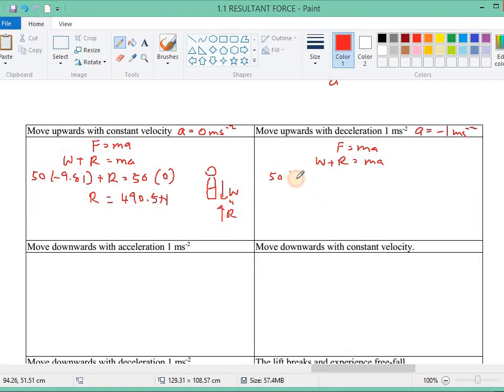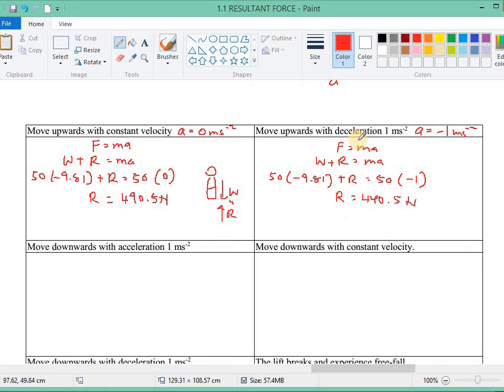So the weight is 50 times negative 9.81. Mass is 50. The acceleration is negative 1. Okay, so we will be able to get that the reaction is 440.5 newton. Okay, so you see, why is it that it is smaller? You see, on this one, the reaction is smaller than the weight. Okay, this 490.5 newton is the weight of the girl.